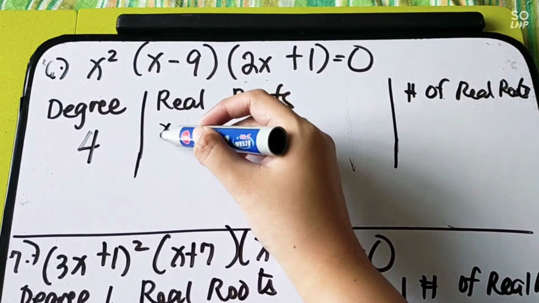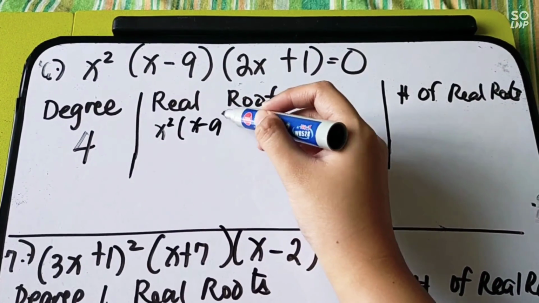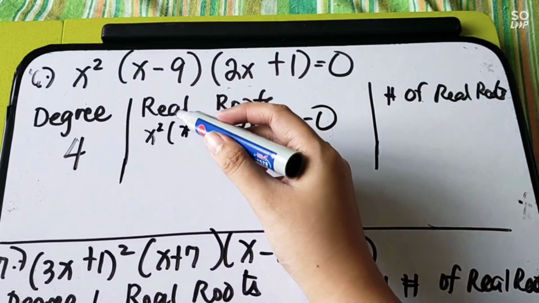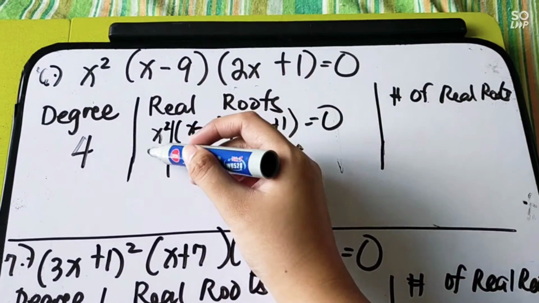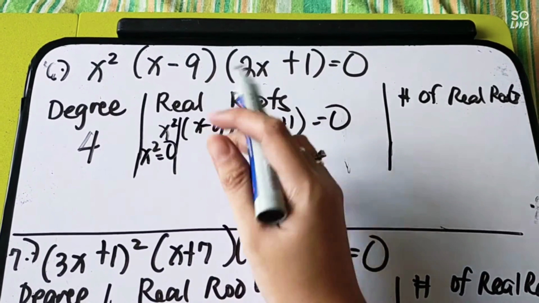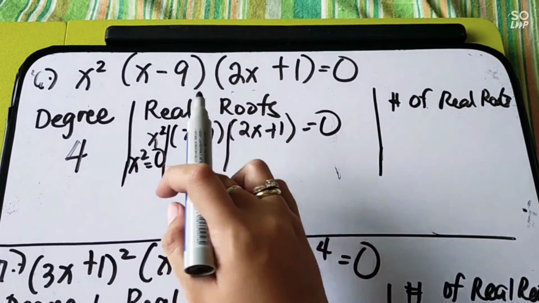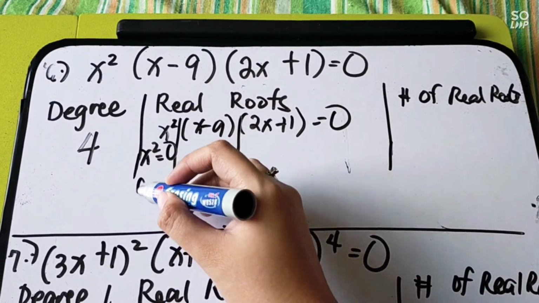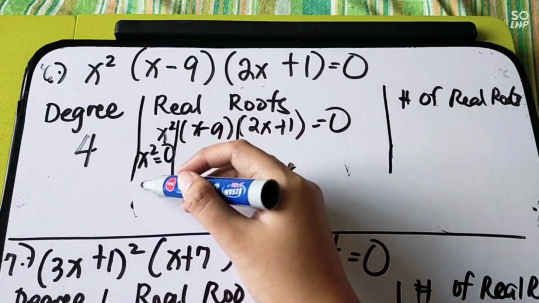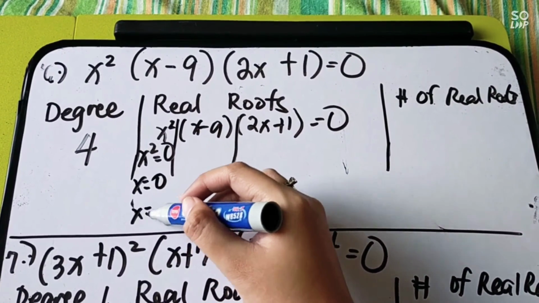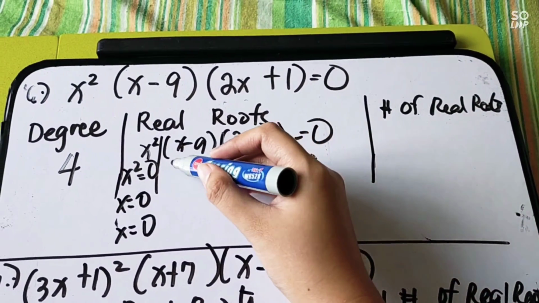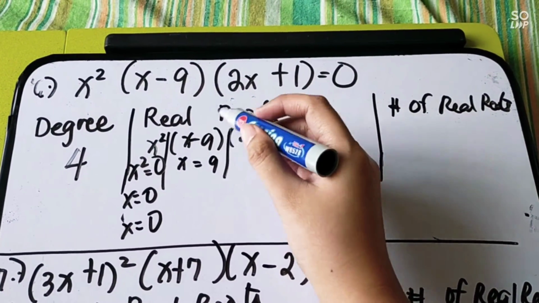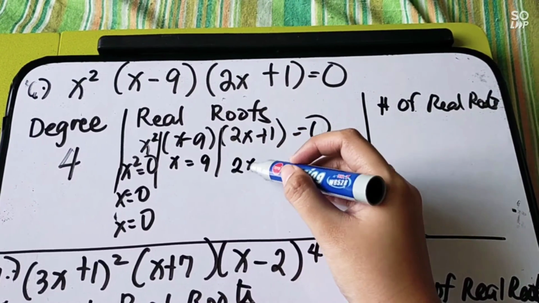So, we have here x squared times x minus 9 times 2x plus 1 equals to 0. Separate mo yung tatlo na yan. So, we have here x squared equals to 0. Squared means dalawang 0 dapat ang sagot mo dyan. So, the answer here is 0 and 0. Okay? Dalawang x. X equals to 0, x equals to 0. Next, this one, we have x is equals to positive 9. Transpose mo lang yan.